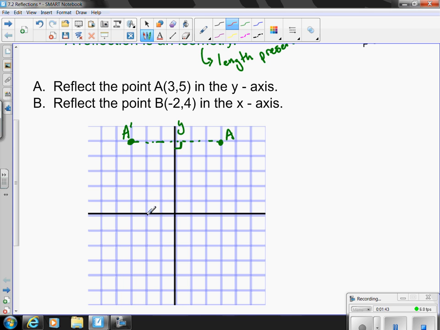If we want to do point B at (-2, 4), so that's point B, and we're going to reflect it in the x-axis. It was 4 units up, now we have to go 4 units down, to (-2, -4). This is going to be B prime. So they are at right angles and the same distance from the line of reflection.